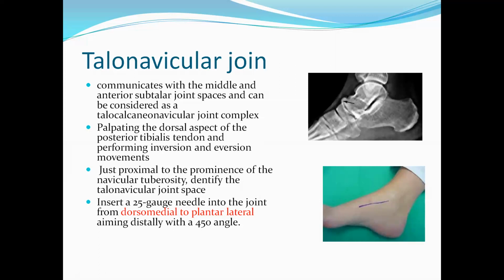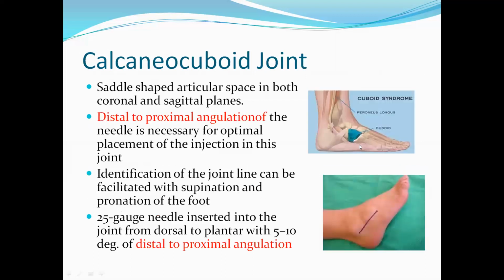You just remember the landmarks: the navicular tuberosity and the insertion of the tibialis posterior tendon. Try tibialis posterior resisted movements and you will find the tendon more prominent. Go more anteriorly and move the joints through forefoot adduction and abduction, supination and pronation. You will get a clear movement at the talonavicular joint, and you can find the space for your entry of injection. This is the talonavicular joint.